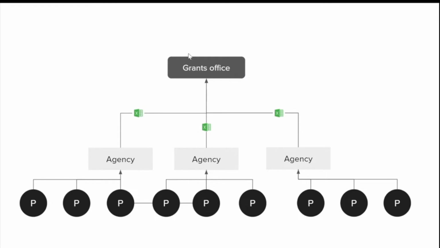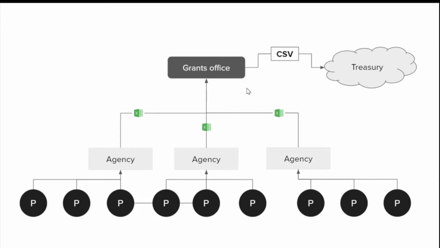And what will happen in this grants office after that is they'll receive these hundreds of Excel spreadsheets and have to do data validation and also manually transform all that information into the CSVs that are required by Treasury in order to upload it to Treasury's website.